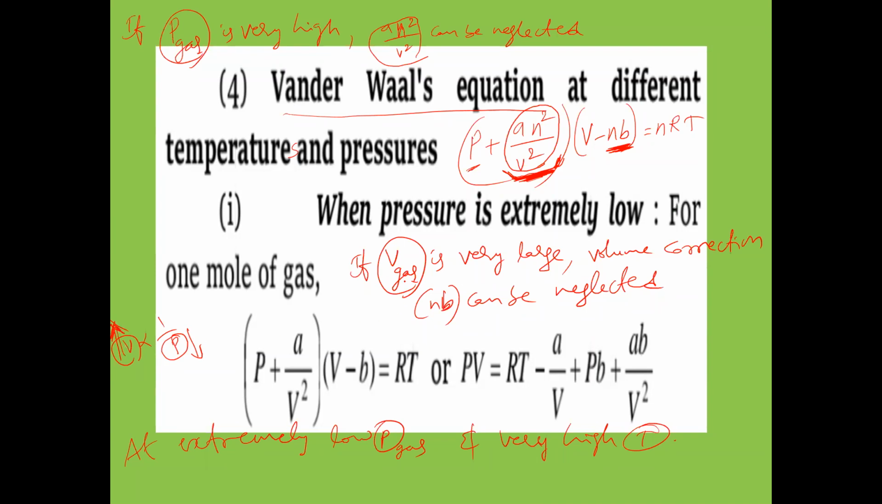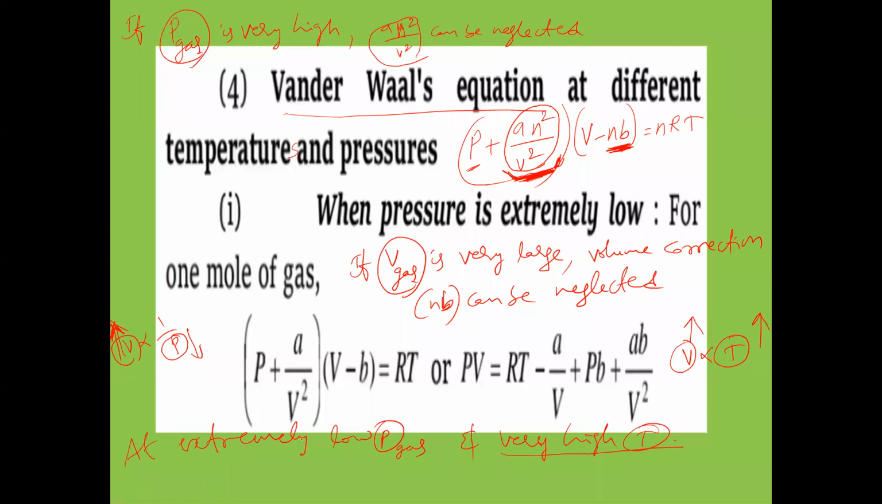So if the volume of the gas is very large, what can be neglected? Volume correction can be neglected. Like that, we have taken the condition of very high temperature. We know that V is directly proportional to temperature, Charles' law. When temperature is extremely high, volume also will be very large. At extremely low pressure also, volume is very large.